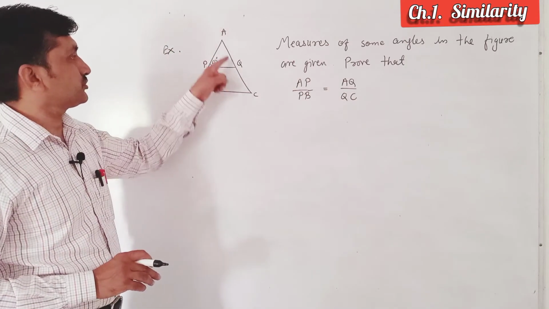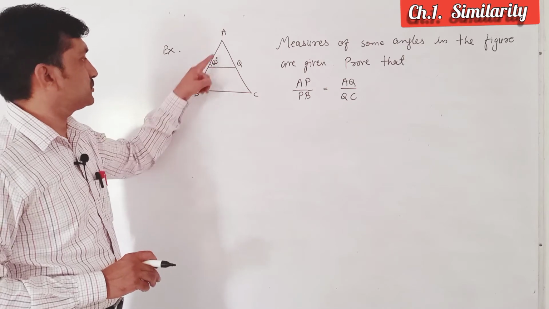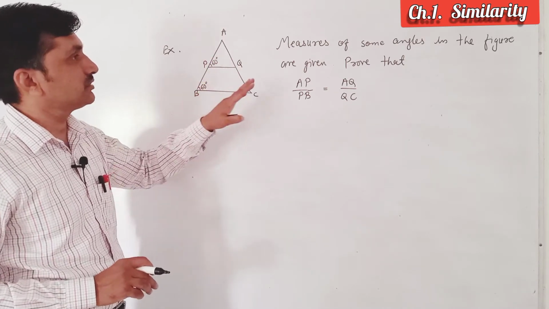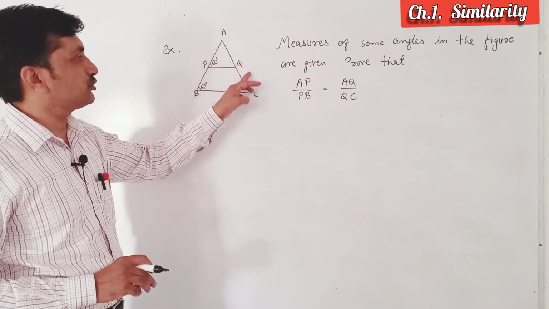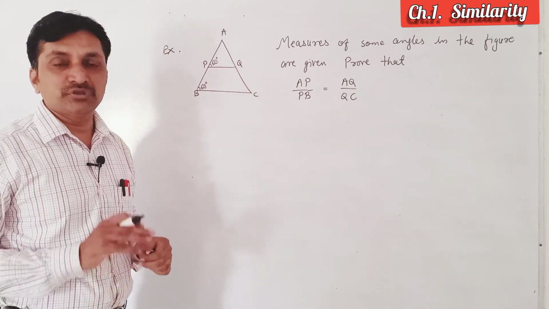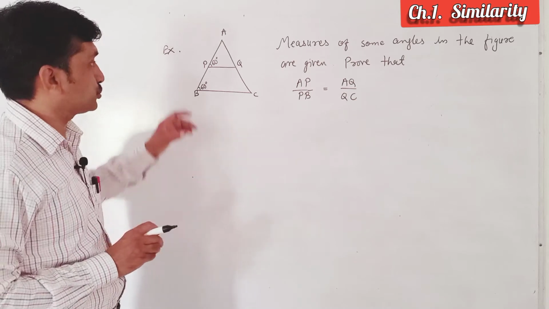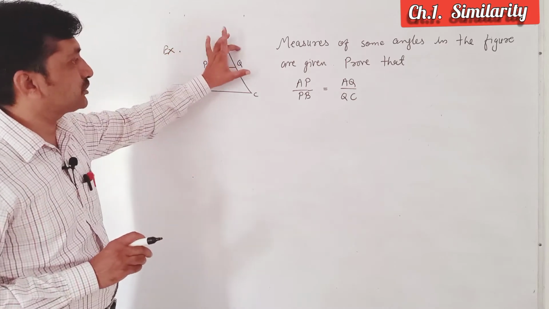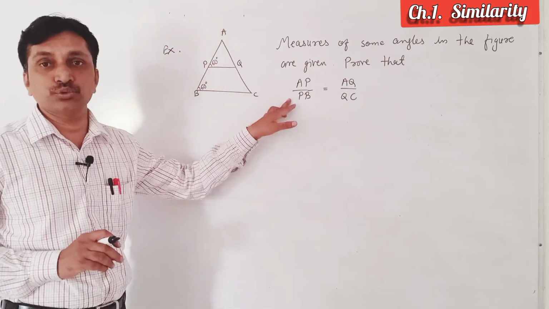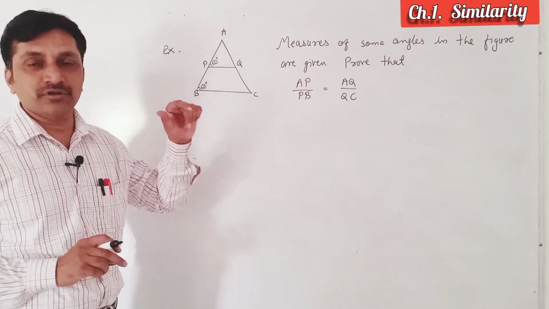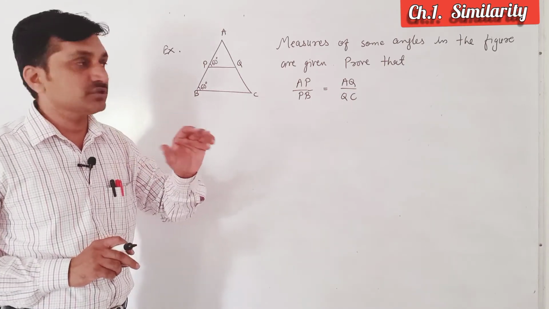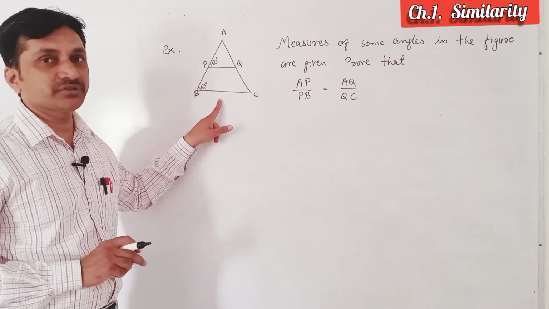Here measures of some angles are given. Angle APQ is 60, angle ABC is 60 degrees. Prove that AP upon PB is equal to AQ upon QC. Now these are the ratios that we have to show. We can show these two ratios equal by BPT. But for that, the important condition is not given. Which condition? The line should be parallel to a side.